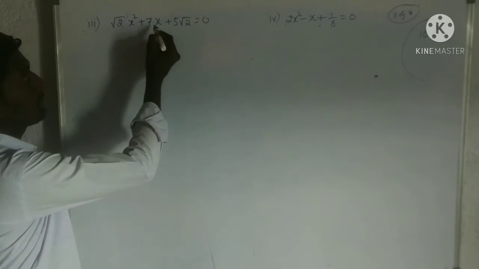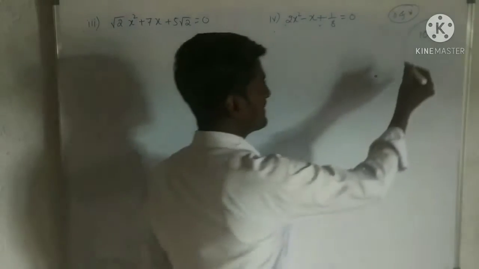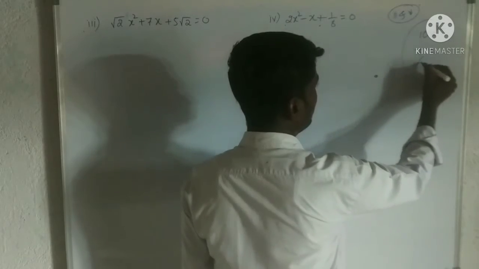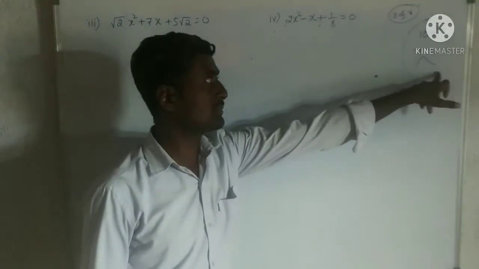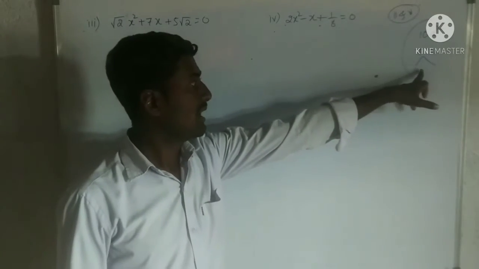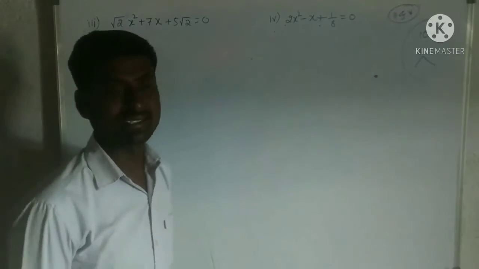Now the middle term is plus 7x. I have to split this 7x. How can we split it? Multiplying these two terms, I should get 10x square, and after adding these two terms, I should get 7.